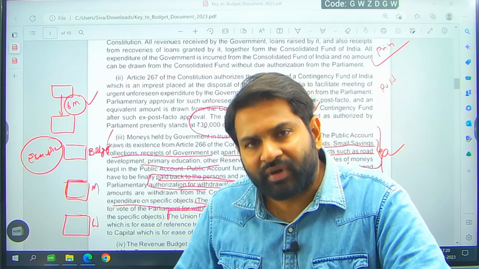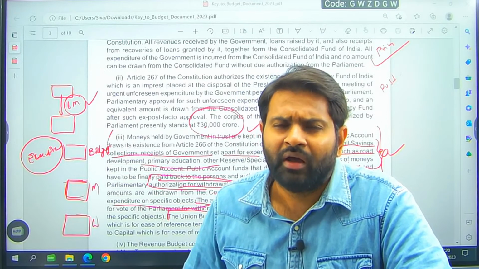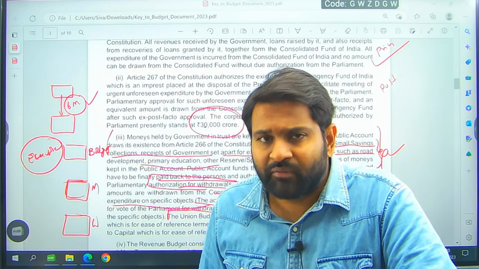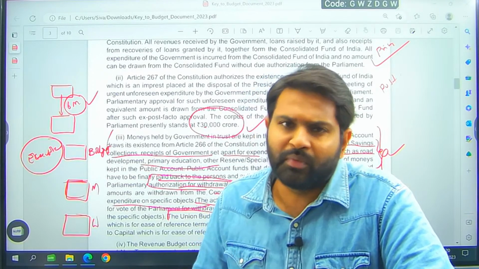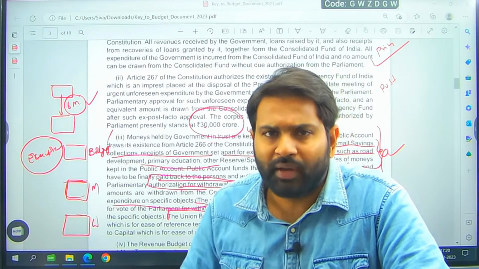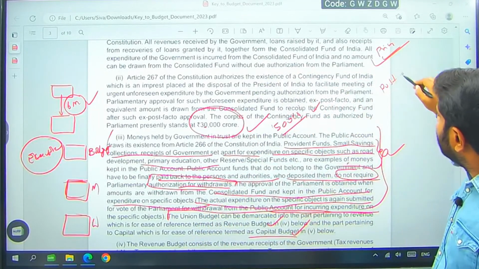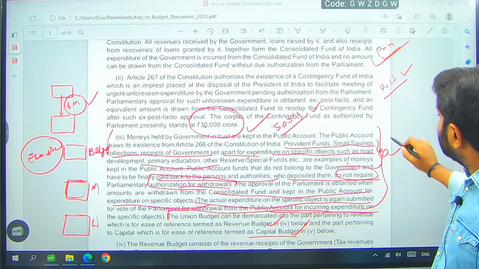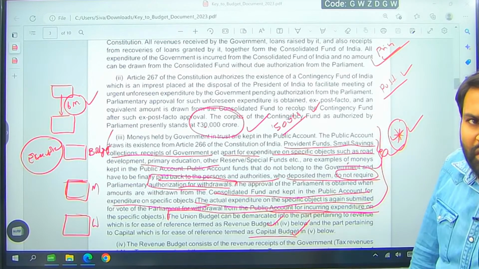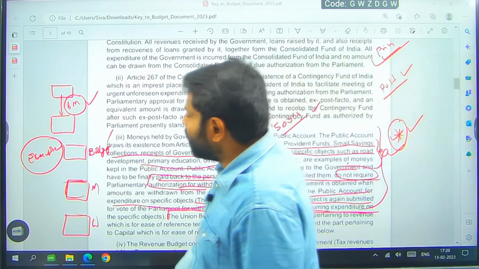If there are any funds we are raising for a specific purpose and we are going to spend it for that specific purpose, then we take permission when the fund is mobilized from the consolidated fund of India to the public account. So that part you need to remember. Prior approval is required, post approval is required, and for this mostly approval is not required, but we take approval for specific objectives.